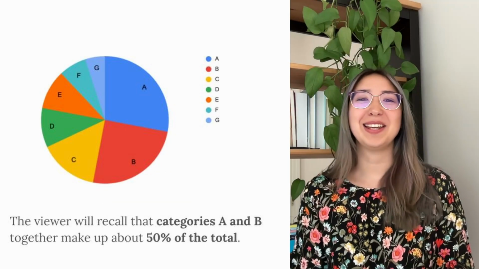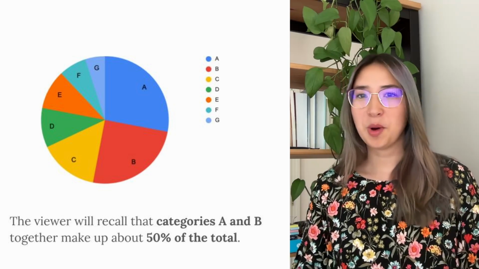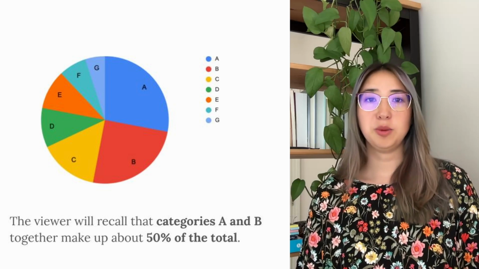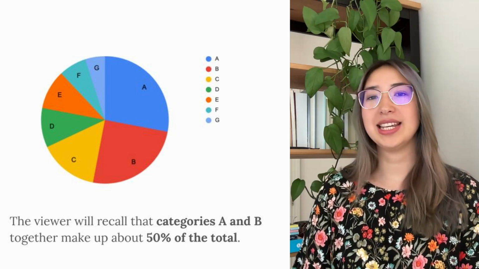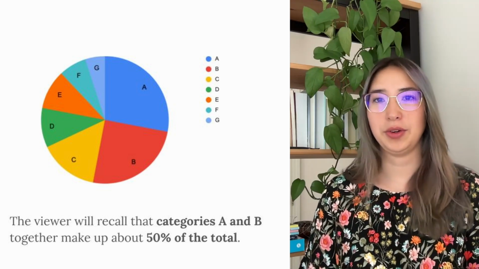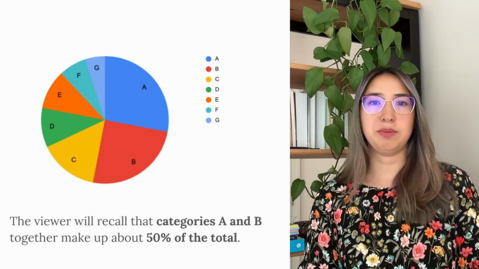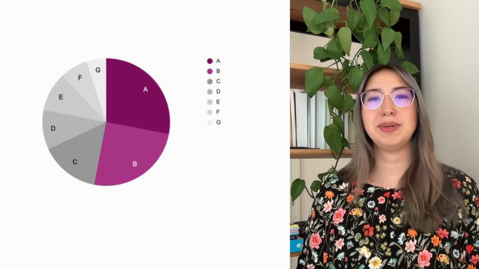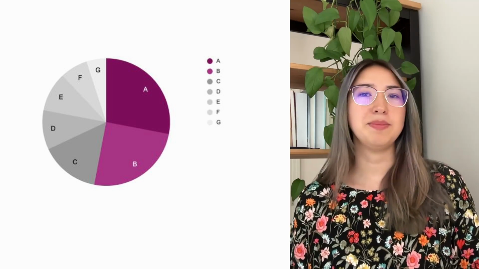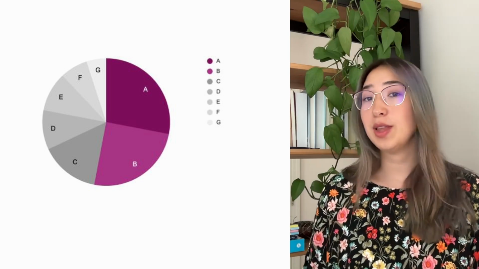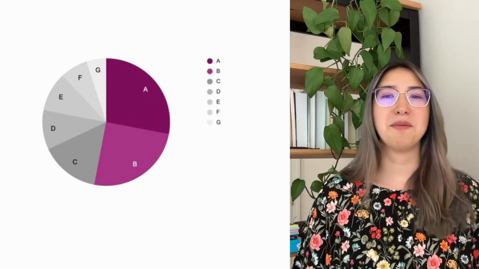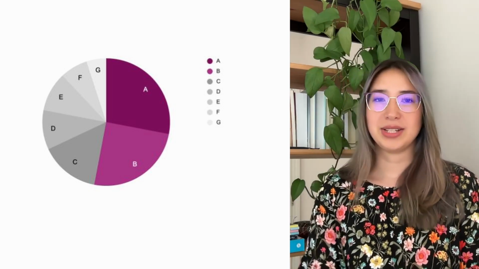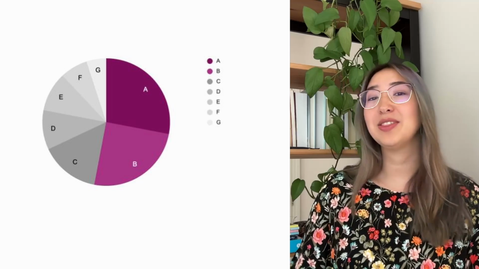Okay, let's try redesigning this pie chart based on this goal. In what ways could you change this graph to better achieve this learning objective? The viewer will recall that categories A and B together make up about 50% of the total. Two things that I might do would be to use color more effectively. Because this is a pie chart, each slice needs to be distinguishable from each other, but I'm going to make them all variants of gray. We could also lump them all together, if we wanted to combine them into an other category. Because our goal is to have the viewer remember the percentages of A and B, I'm going to highlight those in another color.